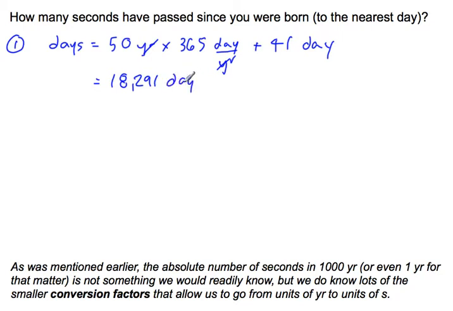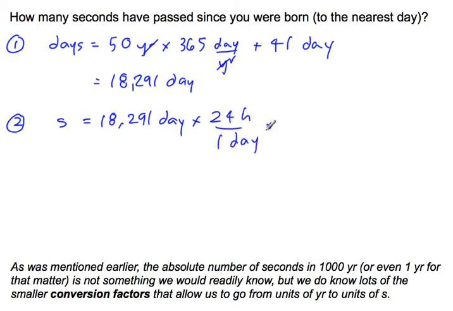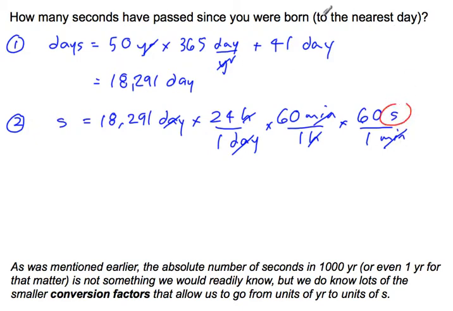So my next step is to convert from days into seconds. So what am I given? 18,291 days. And now I just string together conversion factors I know. So the first one would be, let's get hours. So that's 24 hours in 1 day. Multiplied by 60 minutes per 1 hour. Well, 60 seconds per 1 minute. And so minutes divide out, hours divide out, days divide out. I'm left with a unit of seconds, which is what I want. And so when I plug that all into the calculator, I get this terrifyingly high number, 1.58 times 10 to the 9th seconds. So that's how many seconds I've been alive.